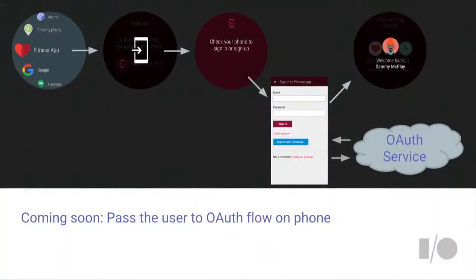So one final method that we'll also be bringing to a future developer preview is the ability to open an OAuth URL on a phone. So this OAuth URL points to an OAuth 2.0 authentication service. The user will then switch to their phone, follow through the OAuth login flow, and then when they complete, the auth service will return a token destined for the wearable, which is sent via a callback to the same call that you used to open that URL.